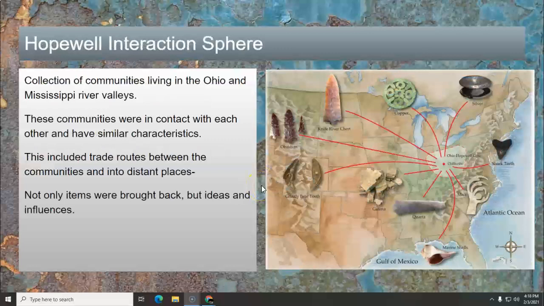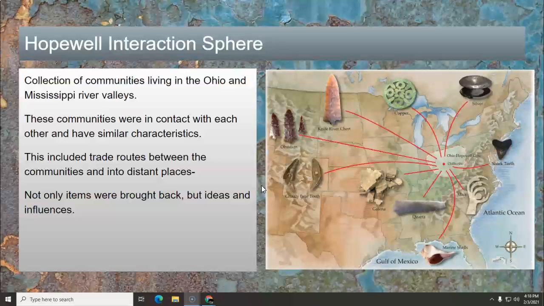So the Hopewell interaction sphere is a collection of communities living in the Ohio and Mississippi River valleys. Remember, yesterday we saw on the map how they extended from Canada down to the Gulf of Mexico. They were all in contact with each other, and they had similar characteristics. They were characteristics that are close enough that they wouldn't be random coincidental, but very specific characteristics.